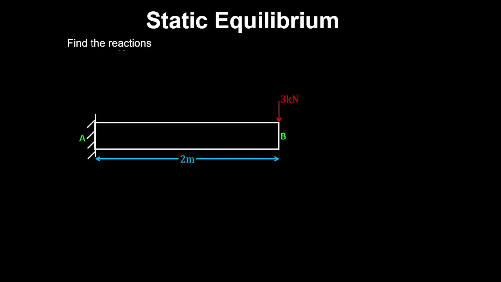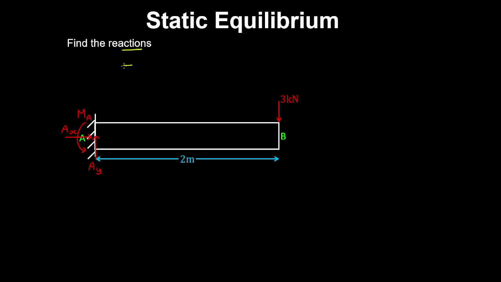Let's find the reactions for this cantilever, which is a beam that's fixed at one end. So we'll take a free body of the cantilever and draw all the forces acting on it. So we have a 3 kN force at the tip, a vertical reaction at the fixed support, and also a horizontal reaction, and a moment reaction to prevent rotation.